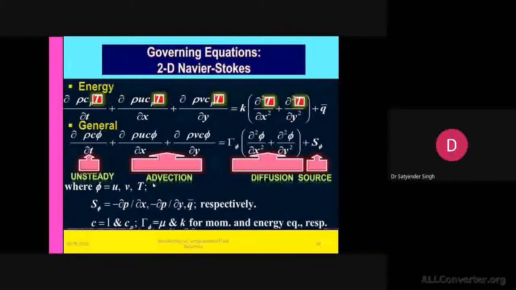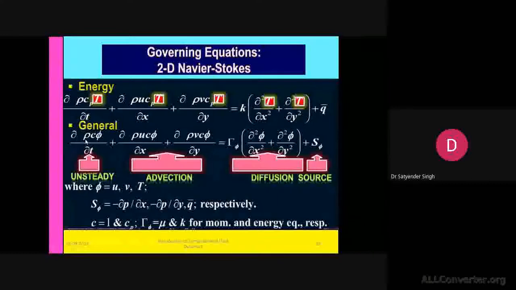So if you try to understand, this is the generalized form where I'm using C and phi, and phi is the general term I'm using, where it will be u and v for the momentum equation and T for the energy equation. Where we are using the sources, you already know. For the momentum equation, it will be the pressure forces, and this Q will be for the energy equation. And C will be 1 and Cp: 1 in case of the momentum equation, Cp in case of the energy equation. This delta will be replaced with mu and k for the momentum and energy equations.